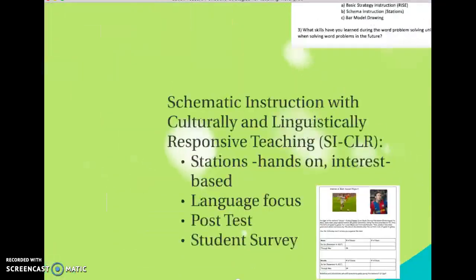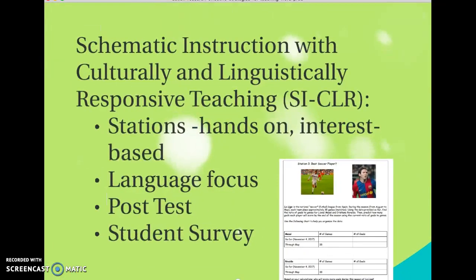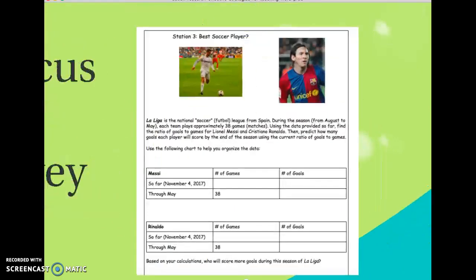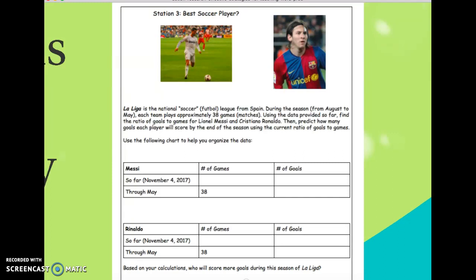And on the 4th day, the students were given a post-test before we moved on to schematic instruction with culturally linguistically responsive teaching. Because my reflections were showing that the students seemed a bit tired of just looking at word problems most of the class period, I organized this intervention a bit differently. I included stations with hands-on materials like mixing lemonade powder and water and trail mix proportions. And I incorporated interest-based topics like soccer. Many of the students in class enjoy watching and playing soccer.